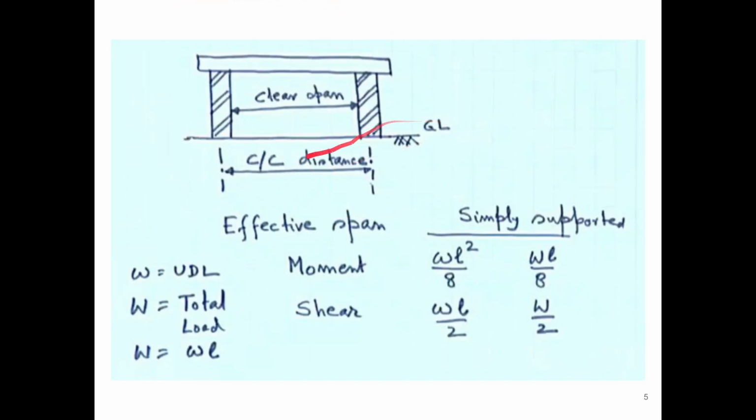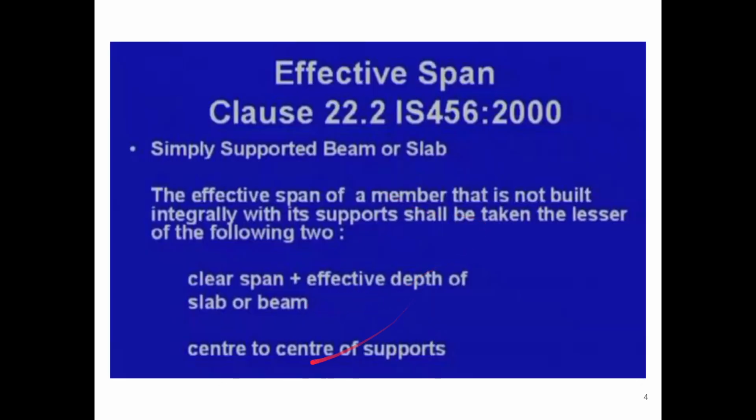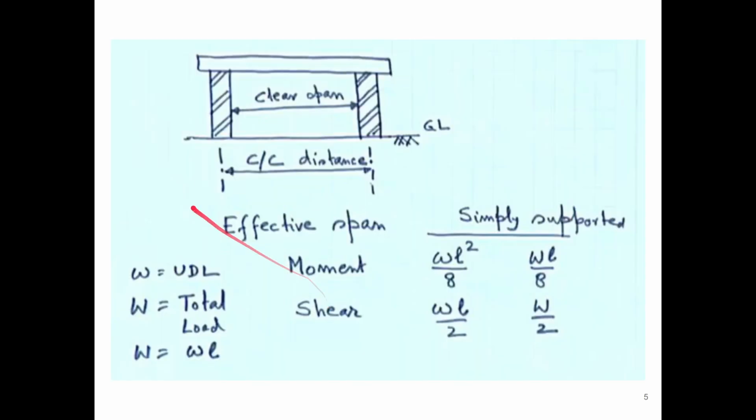If you see this diagram, this is the clear span, the near end to near end distance. When you add half of the width plus half of the width, that is the width of the support, so that becomes the center to center distance. If we don't know the width of the support, we just go for the depth, so we add the effective depth of the slab or beam, and like this we find the effective span.